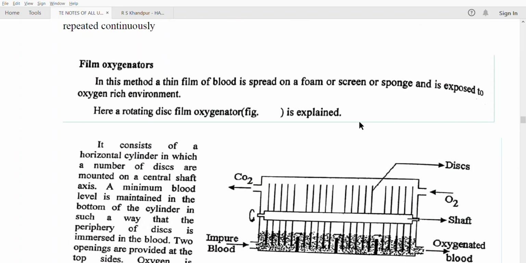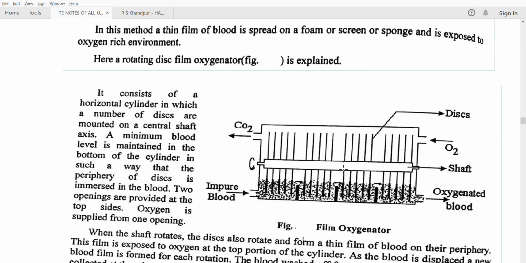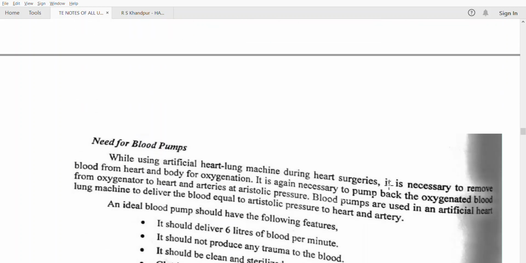Film oxygenators, similarly, you will have the thin film method, where the impure blood is getting oxygenated, while the shaft runs around itself. Oxygen goes through one valve, and the running of this disc will reduce the capillarity and increase the diffusion. So the O2 goes into the blood, CO2 goes out of the system. Okay, washed out of the system.